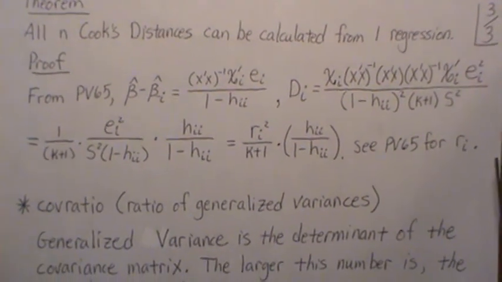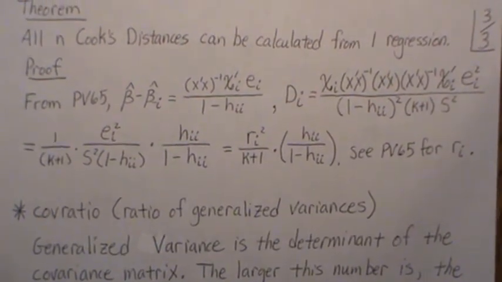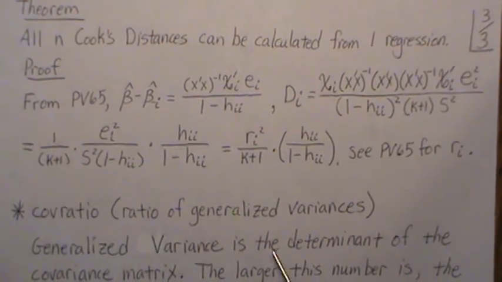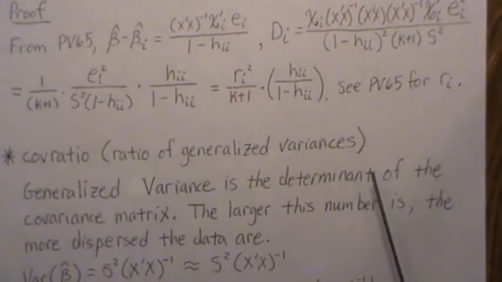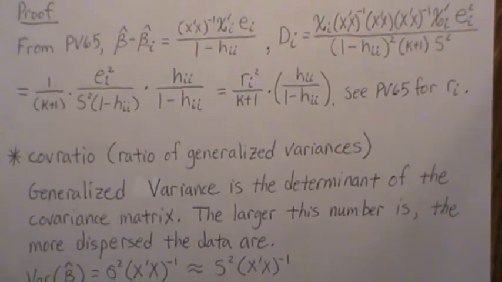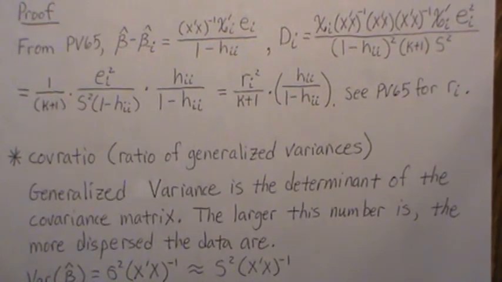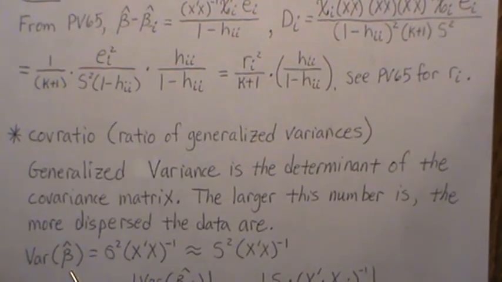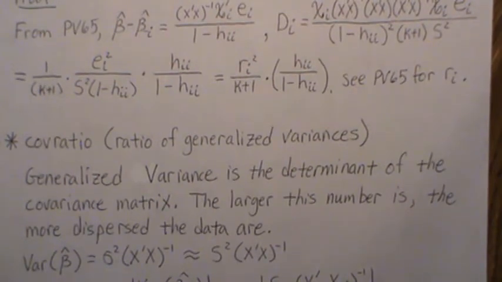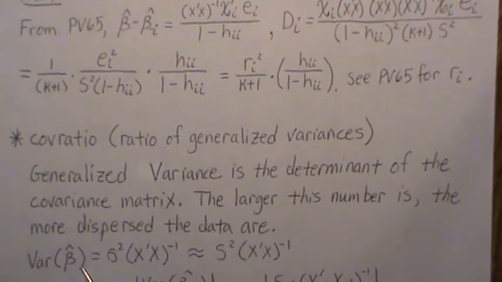So now the last influential measure in R that we're going to cover is the covariance ratio. Now it's the ratio of generalized variances. A generalized variance is the determinant of the covariance matrix, and it can be shown that the larger the number is, the more dispersed the data. So if we look at the variance of our least squares estimate beta hat, it is this. But then, of course, we have to estimate the model variance with the sample variance, and it's this. Now, the determinant of this is the generalized variance for this least squares vector.